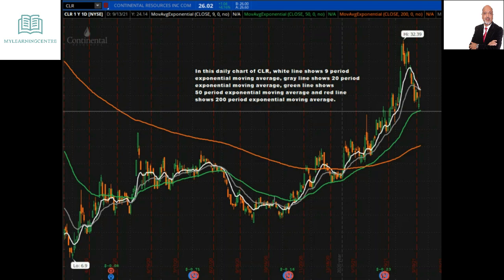In this daily chart of CLR, the white line shows the 9-period exponential moving average. The gray line shows the 20-period exponential moving average. The green line shows the 50-period exponential moving average. And the red line shows the 200-period exponential moving average.